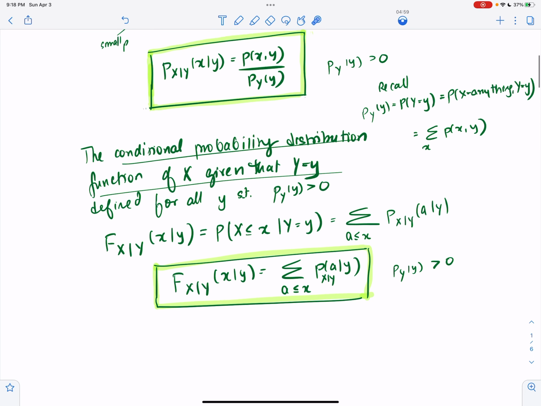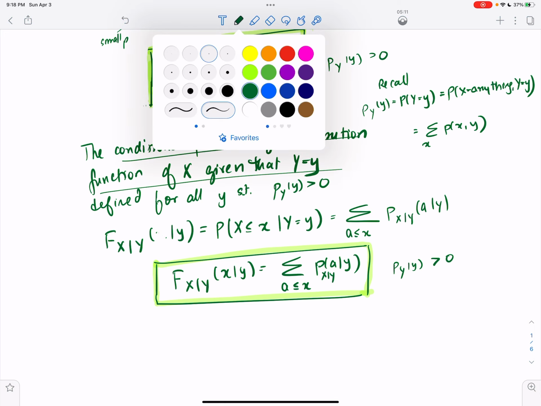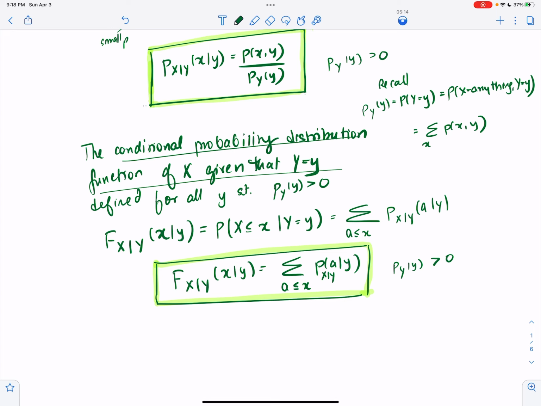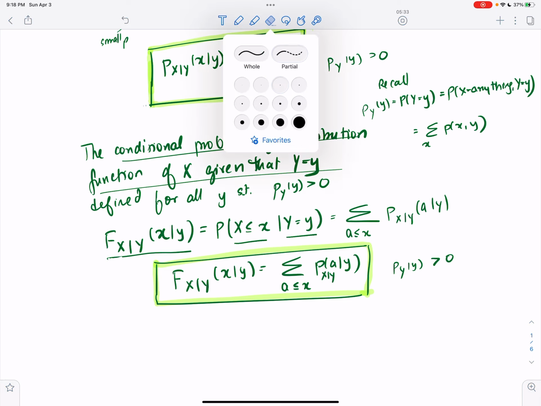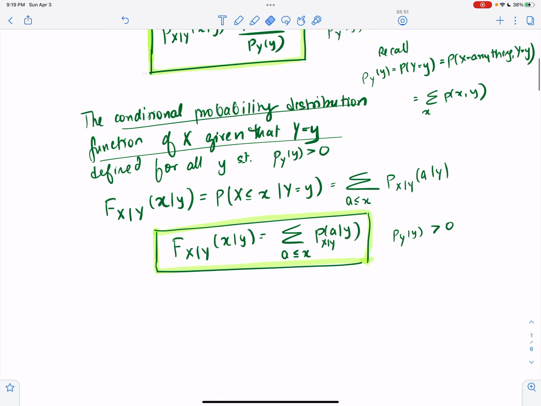All right. Now, the conditional probability distribution function of X given Y. What is the distribution? That is the probability of X less than or equal to x. That's what we had as a distribution, right? The cumulative distribution function. So we define the conditional probability distribution function of X given Y as the probability X less than or equal to x given that Y equals y, and we write this. And what does that turn out to be? You just have to take all the values that capital X can be that are less than or equal to little x and add up all the conditional probability mass functions.